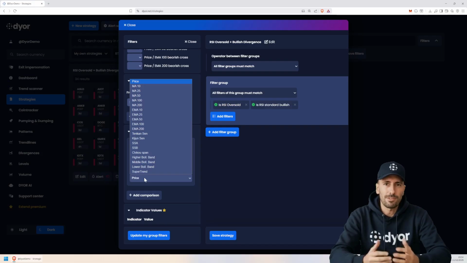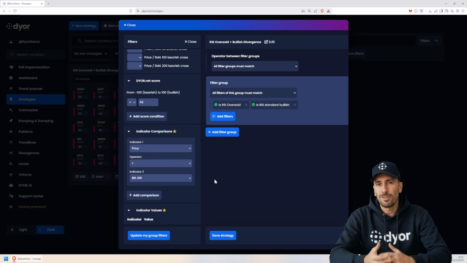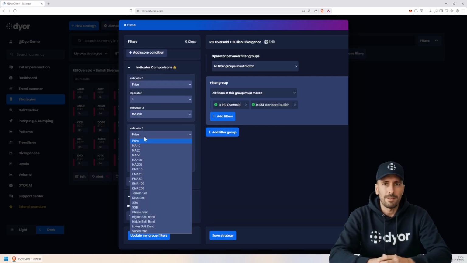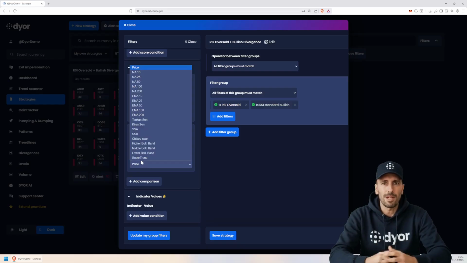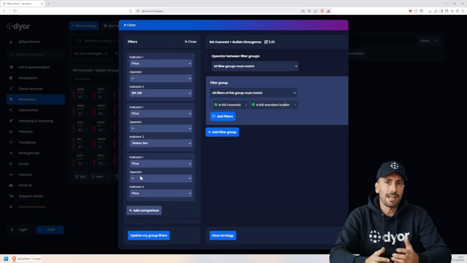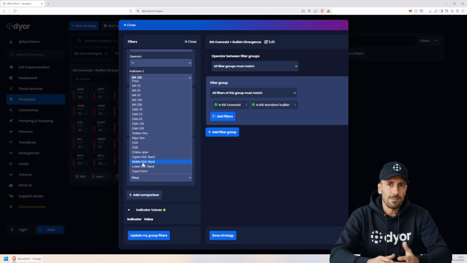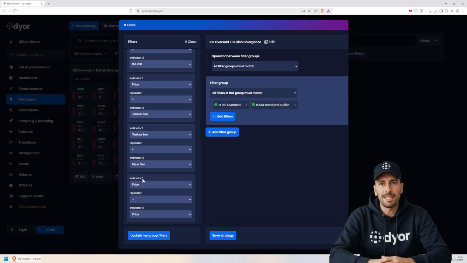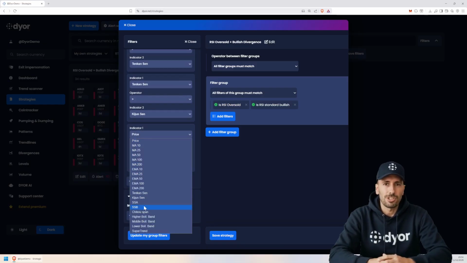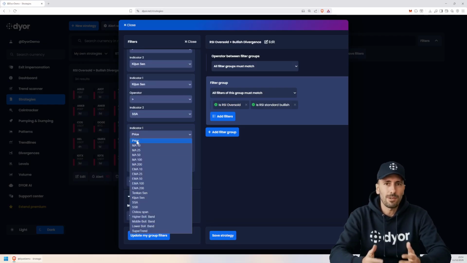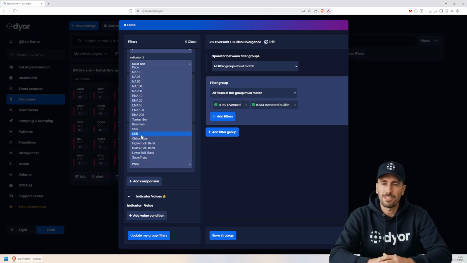For example, if you only want to find cryptos where the price is above the MA200, you can do that here. You can even hunt for the perfect Ichimoku setup. You can specify that price must be above the Tenkan, Tenkan above the Kijun, Kijun above the SSA, and SSA above the SSB. You can even complete the setup by checking that the Chikou span is above both the price and the cloud. Don't underestimate this filter. It allows you to build incredibly powerful strategies.